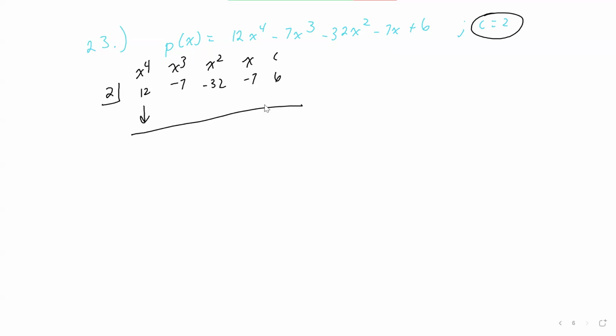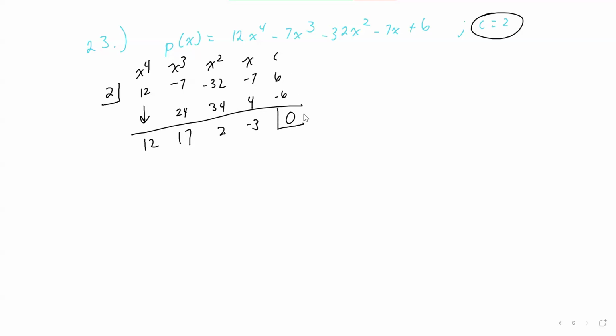You're going to drop the first number. 2 times 12 is 24. Negative 7 plus 24 is 17. 2 times 17 is 34. Negative 32 plus 34 is 2. 2 times 2 is 4. Negative 7 plus 4 is negative 3. 2 times negative 3 is negative 6. 6 plus negative 6 is 0.